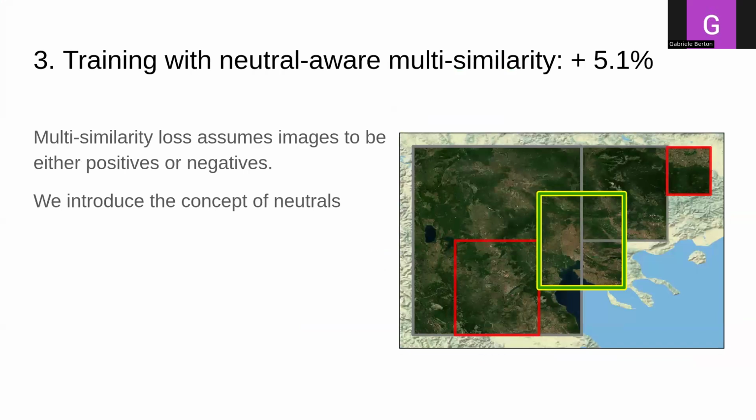And finally, we use a neutral-aware multi-similarity loss. So a multi-similarity loss assumes images to be either positives or negatives. But we can see, for example, between this green region and this big gray region, there is only a small overlap. So we do not want to consider these two regions as positives or negatives. And so we consider them as neutral and we don't count them for the loss.